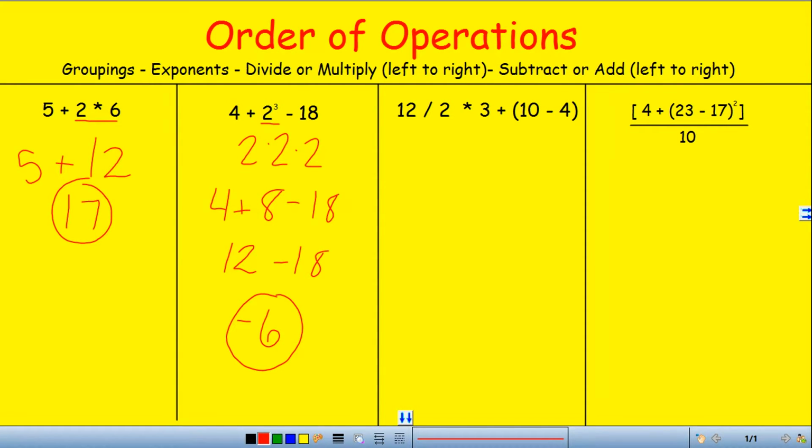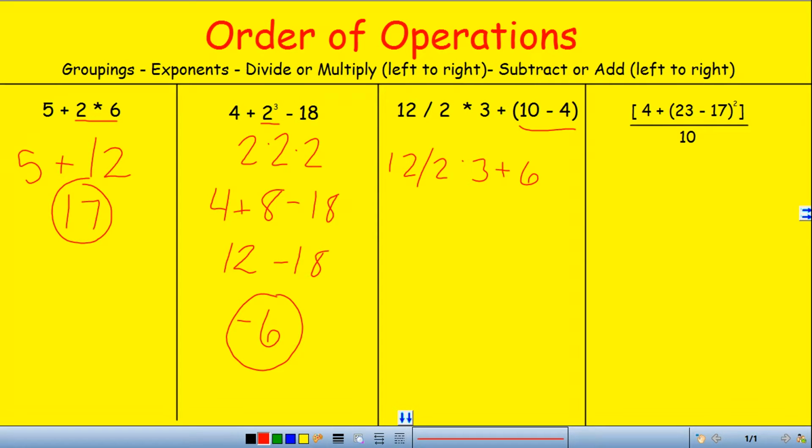Our next problem, we have 12 divided by 2 times 3 plus parentheses 10 minus 4 parentheses close. Parentheses represent groupings, so that's where we need to start. If I were to rewrite this problem, 10 minus 4 is 6. Then we have 12 divided by 2 times 3 plus 6.